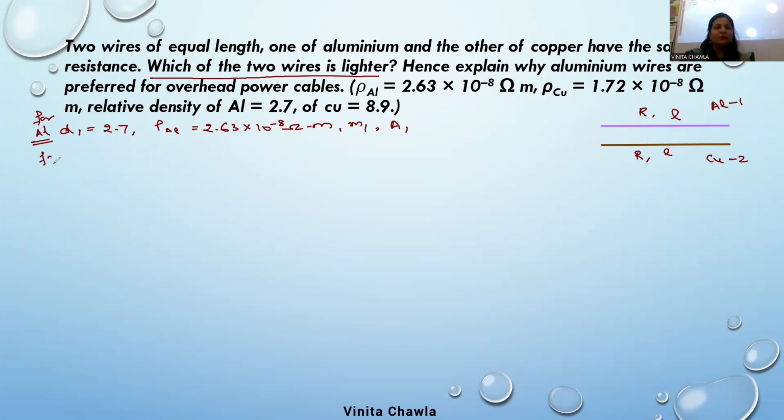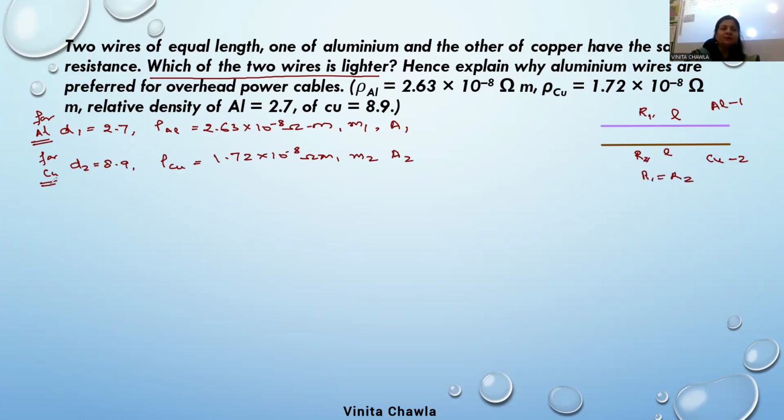Now for copper, relative density is 8.9. Resistivity of copper is 1.72 into 10 power minus 8 ohm meter. Mass of copper is M2. Area of cross section of copper is A2. Okay. So we can write the value of resistance. Let the resistances be R1 and R2, and R1 and R2 are equal. It is given.